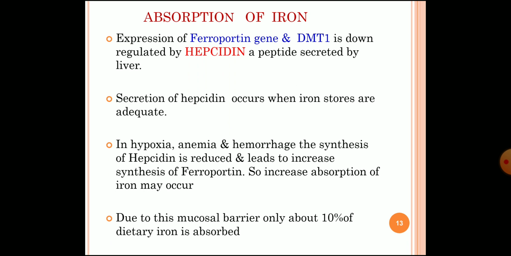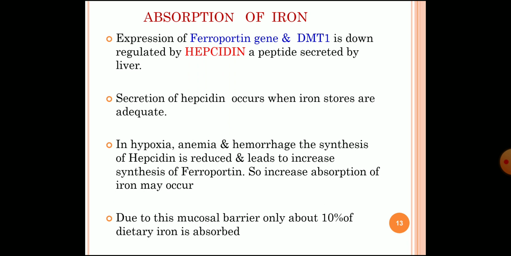So this mucosal barrier is produced by the hepcidin, which is acting on the ferroportin and the DMT1. Due to this mucosal barrier, only about 10% of the dietary iron is absorbed. The required daily allowance is 10 to 20 milligrams per day in an average adult. So if you are taking 20 milligrams, only 2 milligrams will be absorbed. This is occurring by this mucosal block theory.